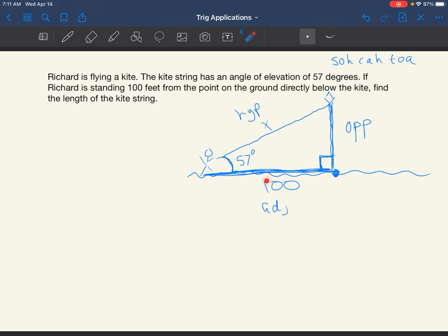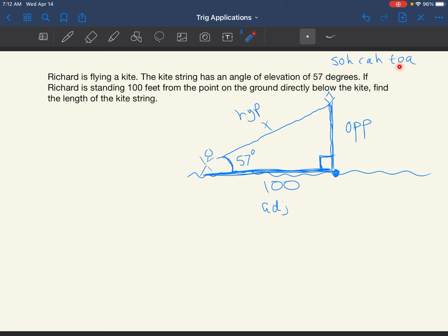We have this measurement, 100. This side is 100, so I have to use that. I have to use the side that has a measurement. So I have to use the adjacent. I'm looking for this side. This is the length of the kite string. That is the hypotenuse. So I have to use the adjacent and the hypotenuse. I have to use A and H.